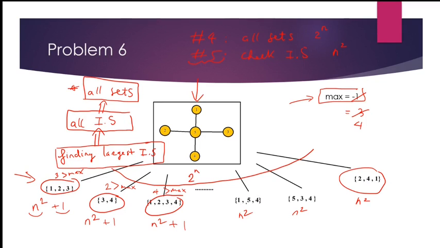Now you move to here, 1, 5, 4. This time it's not an independent set, so you don't have to do the comparison, and you don't have to add 1. So it's just n square. Similar here, n square, and it's also an independent set, so you have to do +1 for the comparison. In the end, your max is gonna be 4 because we showed on the previous slide that 1, 2, 3, 4 is actually the largest independent set.